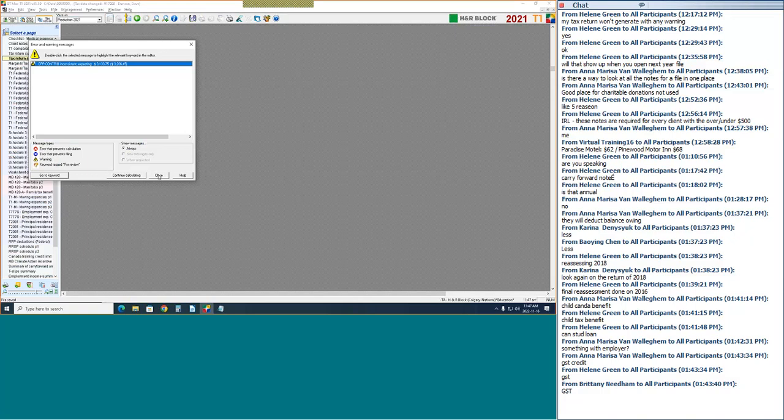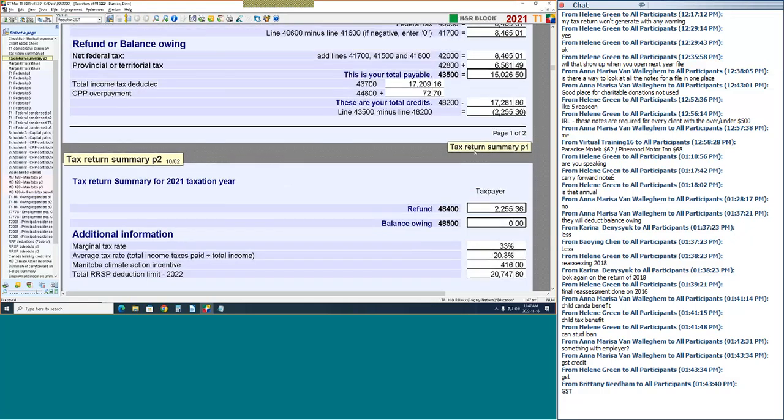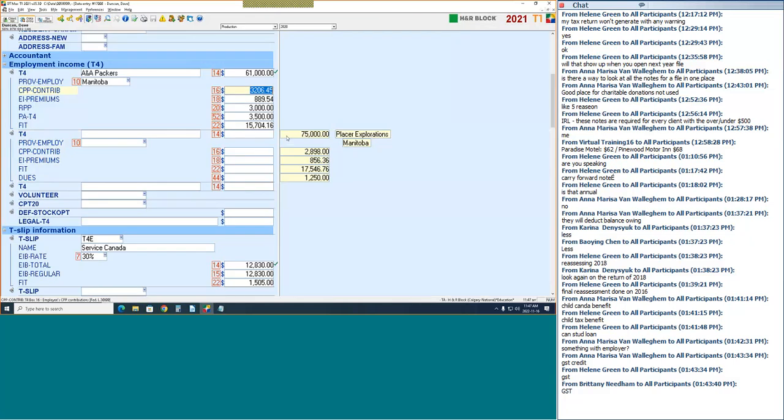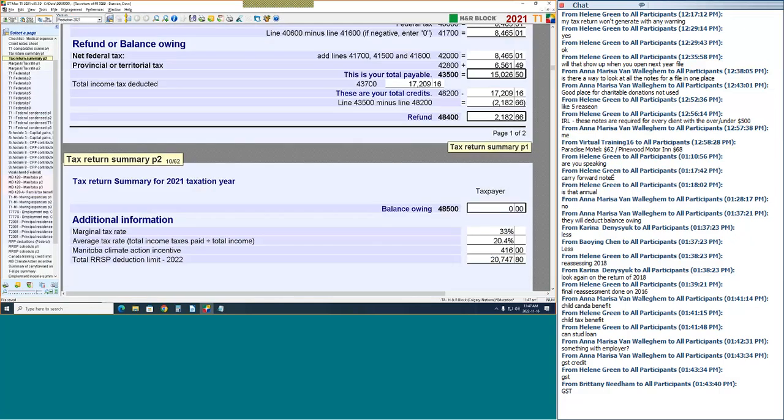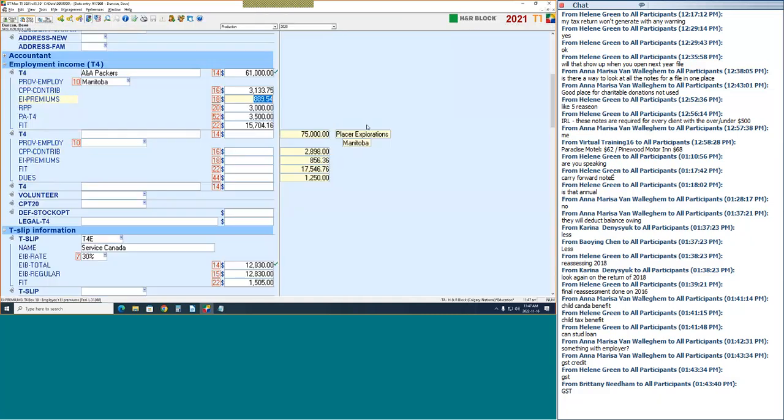Or if it's not as simple as it's the maximum, what I'm going to do is go to my final line here. CPP overpayment is $72.70. I know that I can't have $72.70 because I'm not entitled to it because I'm doing an old year. I'm going to write that number down, go back to my data entry, pick my largest CPP contribution, whichever tax slip has the most on it, go find that box, and I'm going to use my calculator to subtract $72.70. And I'm going to do that until I go to my CPP overpayment line and it's gone. So I want to make sure it's zero. Okay? So you're going to go in and you're going to amend the slip.